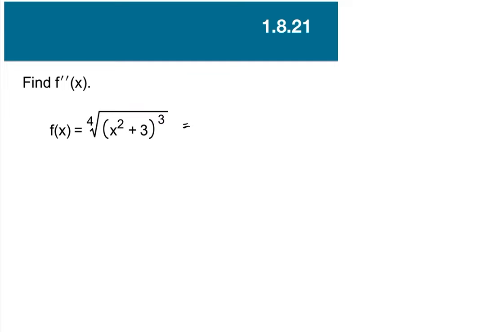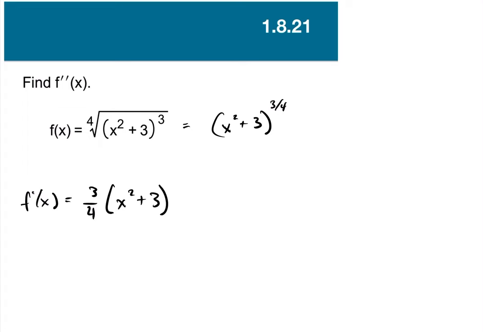So this is going to be the same as x squared plus 3 to the power of 3 by 4. So then when we go to take the first derivative, the power comes down. We get this x squared plus 3, and then if you subtract 1, it's going to be to the power of a negative 1 by 4. Then we have to say times the derivative of the inside function, which is just 2x.